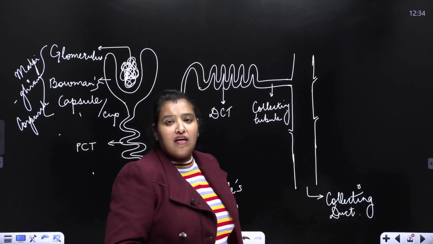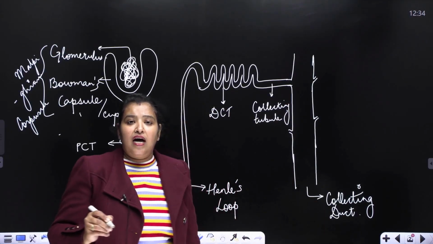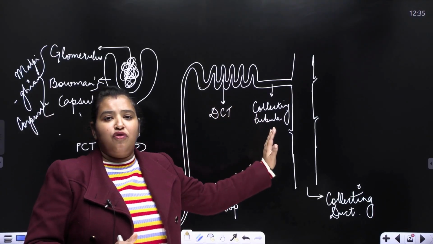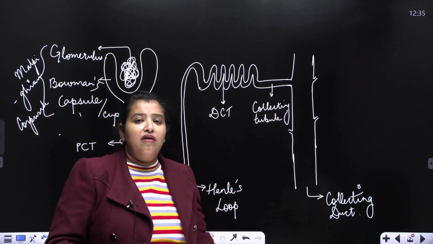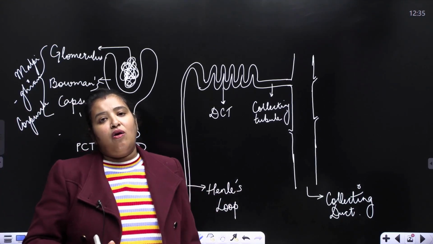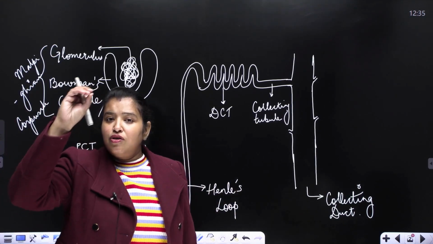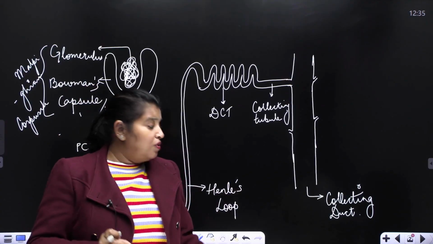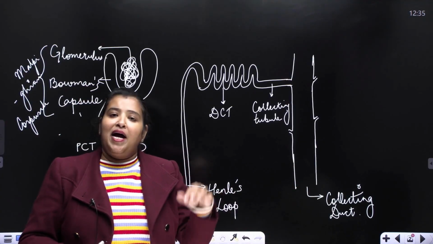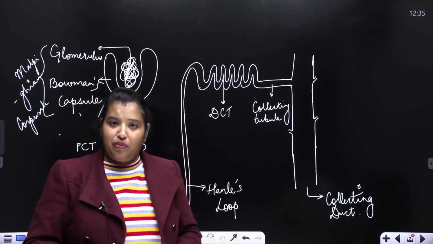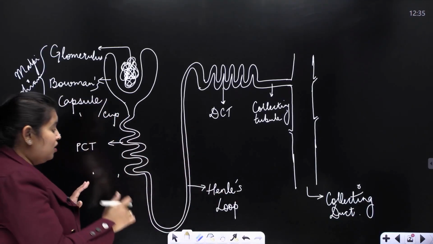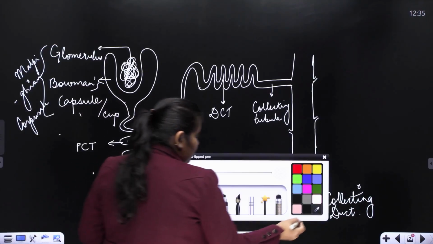And from this collecting duct, that means after all the waste has been eliminated from the blood and finally when the collecting duct leaves the kidneys, now this filtrate is called urine. And this urine is then passed into the ureters and then into the urinary bladder following the excretory pathway. All right. So this is the basic structure of the nephron.